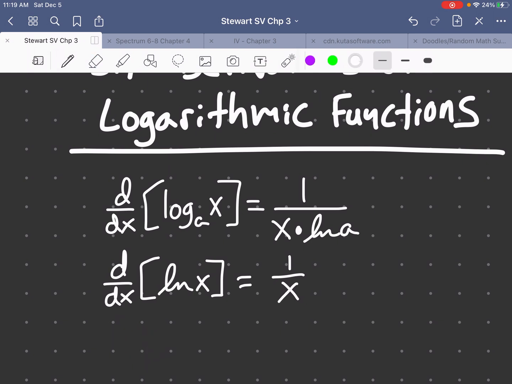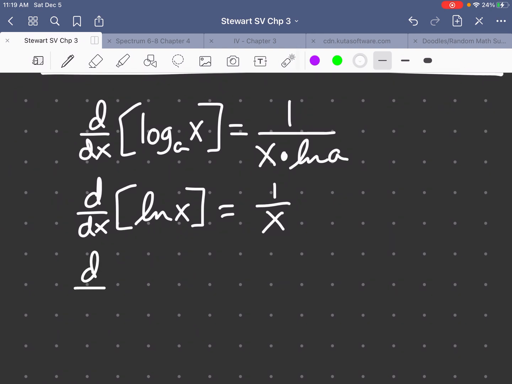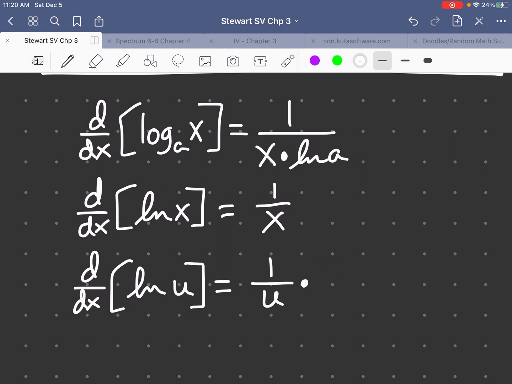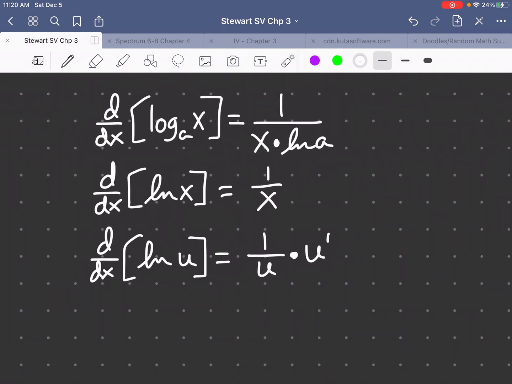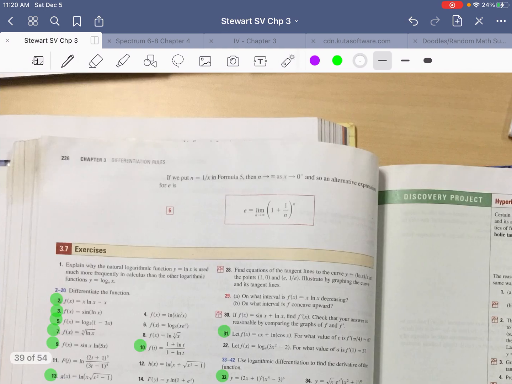Now, just real quick, if you're thinking in terms of, well, what if I have a chain rule? So if we have the derivative of the natural log of u, and if you recall, u and v is what I always use to indicate some sort of function of x. So u is some sort of function of x. So the derivative of the natural log of u would just be 1 over u times whatever the derivative of u was, u prime. So let's take a look at a couple of specific problems and how these formulas work out.